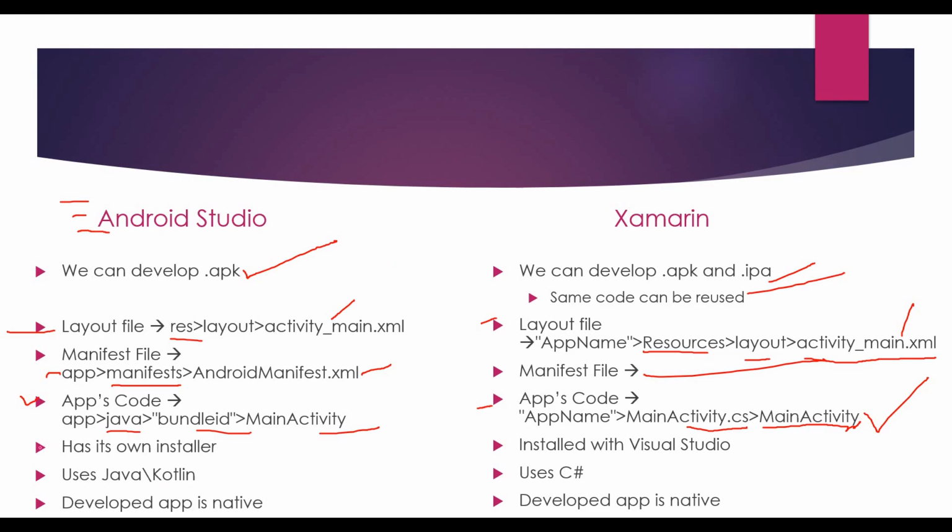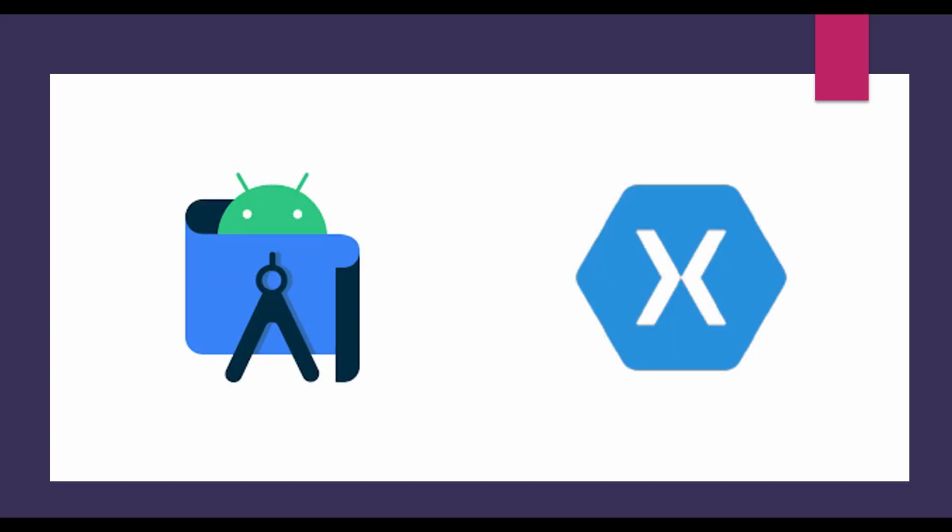In case of Android Studio it has its own installer which we downloaded and installed. However, for Xamarin we install the Visual Studio, and while doing the modify we have an option of clicking on that checkbox for Xamarin, right? And when we were writing the code for Android Studio we were using Java. We have an option of selecting between Java and Kotlin. However, in this case we were using C#. And then finally in both the cases the developed app looks 100% like native, just like we saw right now.